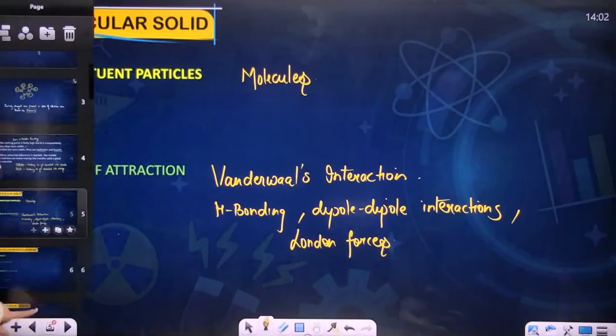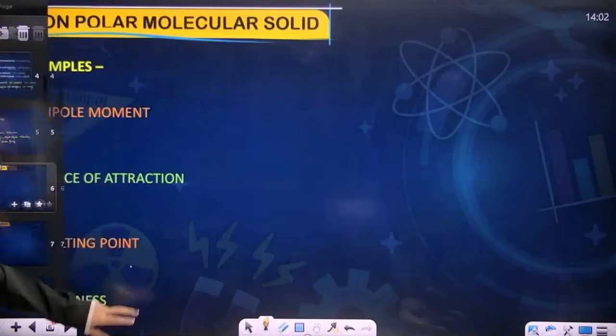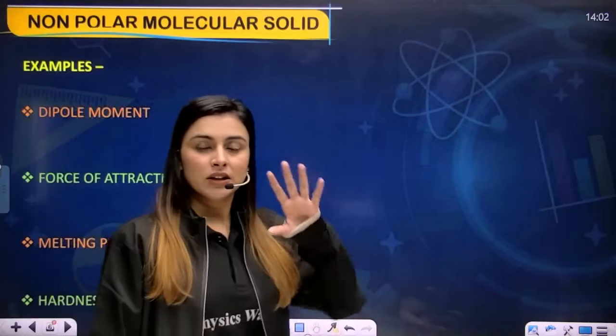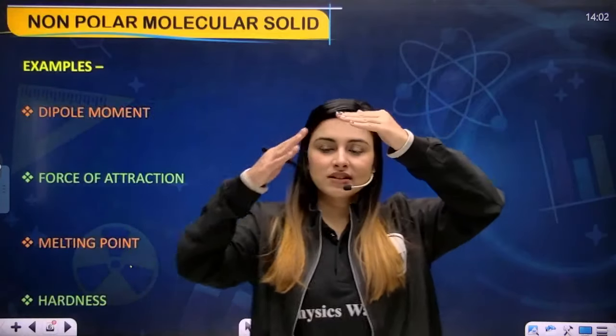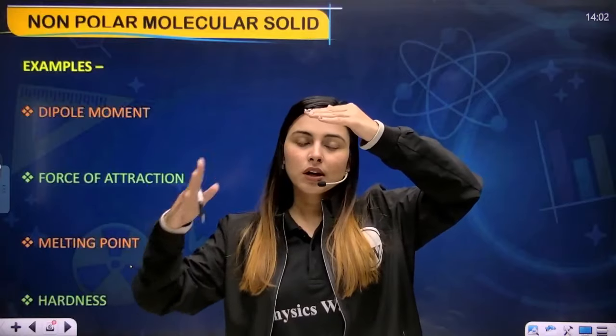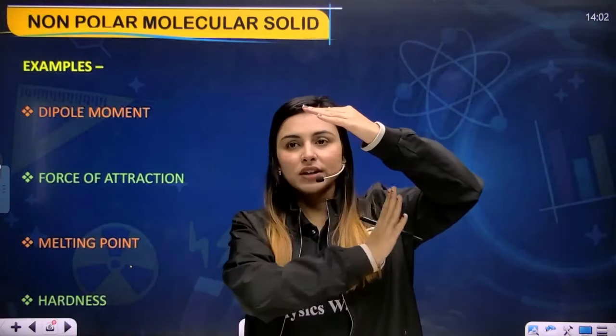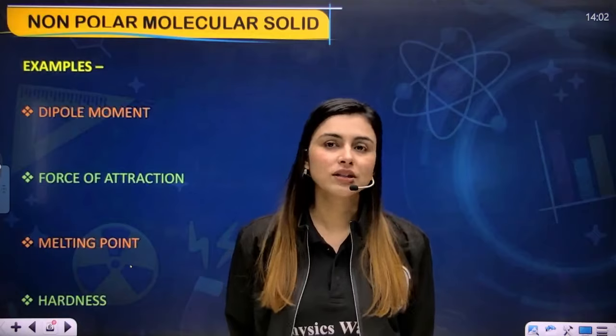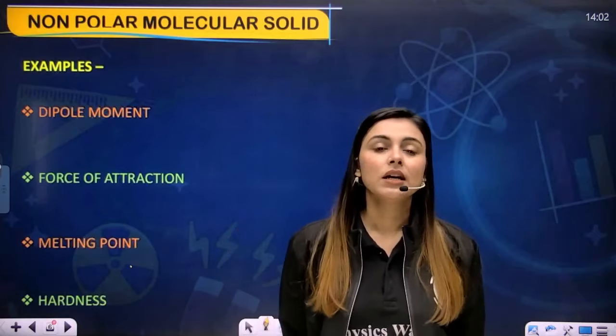I hope you've written it now, my dear students. Now let's talk about each and every one of the three. I told you molecular solids could exist in three major types: non-polar molecular solids, polar molecular solids, and hydrogen bonding molecular solids. Now we'll discuss each in detail.